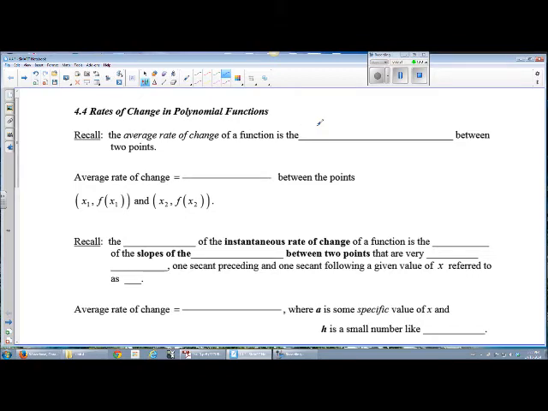Okay, so let's recall that the average rate of change of a function is, and I will pause briefly to ask you to fill this in. The average rate of change of a function is, sorry about my writing, slope of the secant between 2 points.